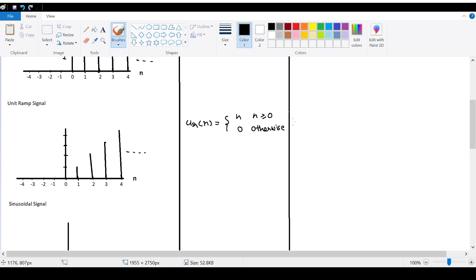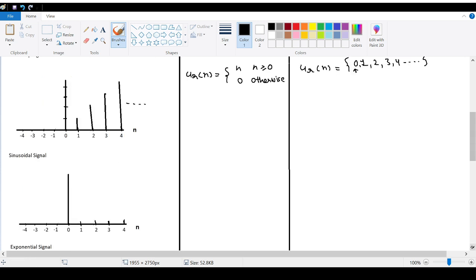Now whenever I want to represent it in a sequence representation form, I can write it like u_r of n is equal to 0, 1, 2, 3, 4 and so on. At the 0th position it is having the value 0, at position 1 it is having the value 1, for n is equal to 2 it is having the value 2, for n is equal to 3 it is having the value 3, 4, and so on.